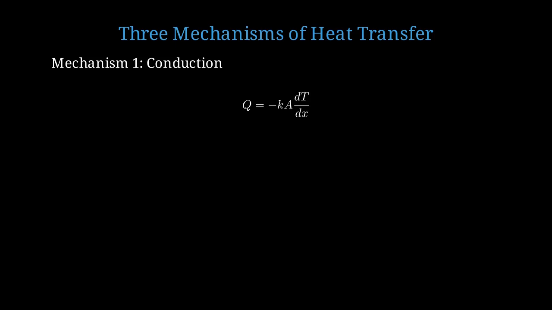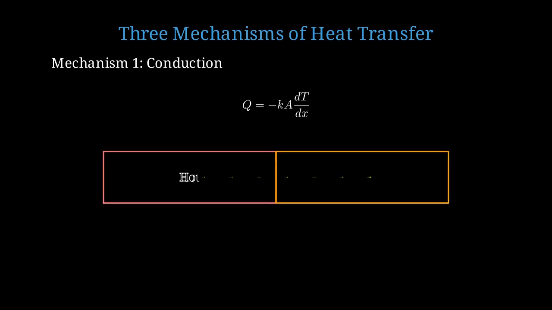The heat flux Q equals negative K A dT over dx, where K is thermal conductivity, A is area, and dT over dx is the temperature gradient. This is Fourier's law of heat conduction. Heat flows from hot to cold regions. The yellow arrows represent the direction of heat flow through the material via molecular vibrations.